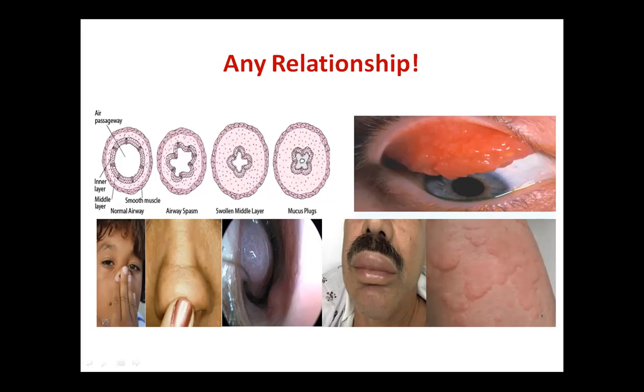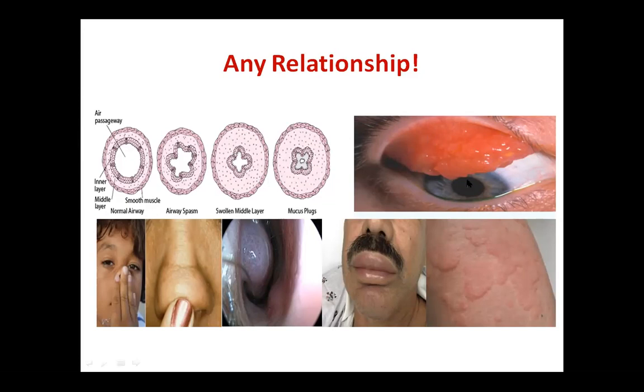So at the extreme top left, we can see the normal airway, then there is a spasm, then the middle layer, and then the mucus flux. So this is the symbol of which disease? Anyone want to comment? Bronchial asthma. Yeah, it is asthma. Now the term bronchial is obsolete, so it is asthma.